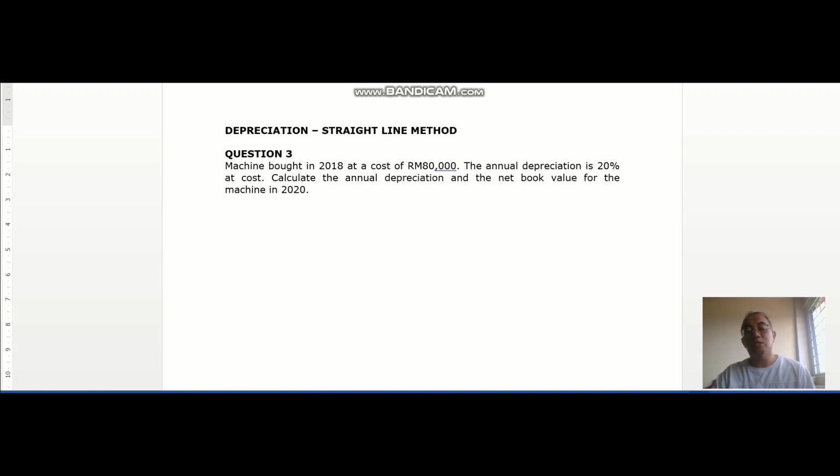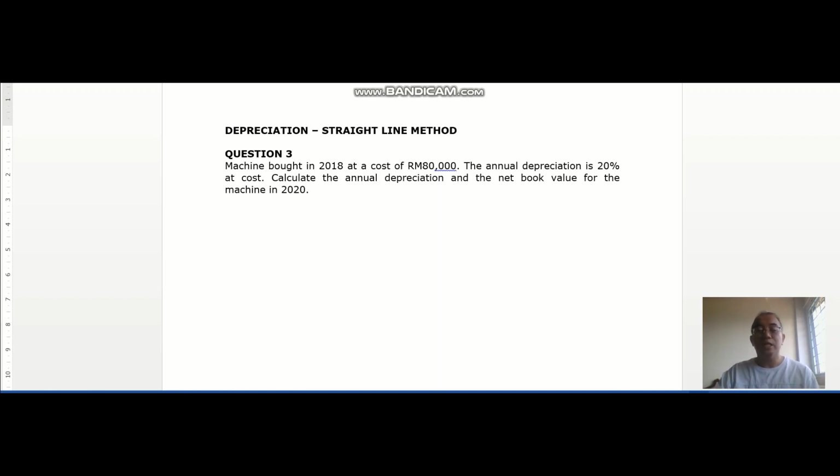So here the question is a little bit different from the previous two questions. The previous two questions stated the useful life. So the useful life is 5 years. Here I just ignore the useful life. There's no useful life, so maybe the question gives you only the rate, 20% at cost. So by logic, how many 20% are there in 100%? Of course 20, 20, 20, 20 and 20 you have 100%. You can see my fingers show 5. So of course 20% is also equivalent to 5 years.